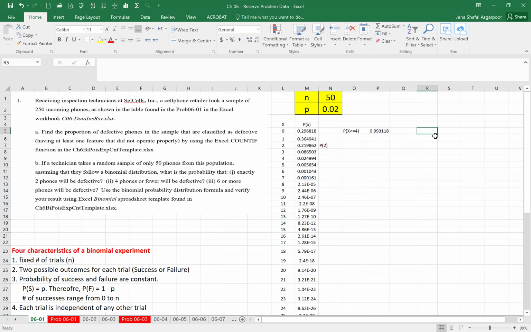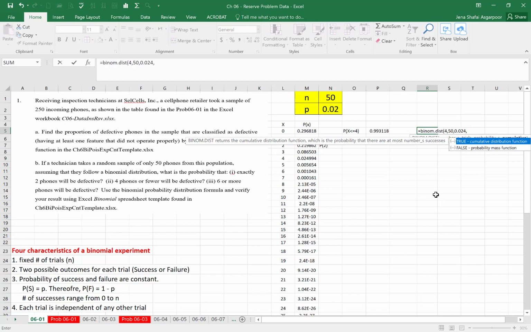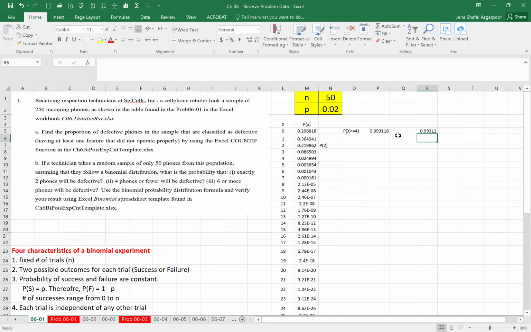A different way that you can get that is to say equals BINOM.DIST, and then again the number is 4, trials is 50, probability is 0.024, and when it asks do you want cumulative, you can say true. You do want cumulative probability, which means the probability of everything up to 4: 0, 1, 2, 3, 4. And you can see that we get exactly the same number, given rounding.